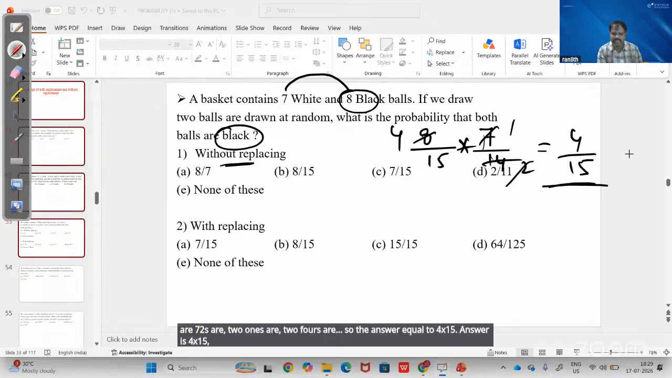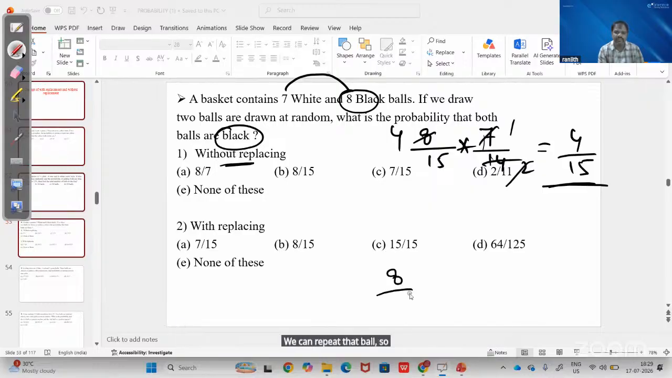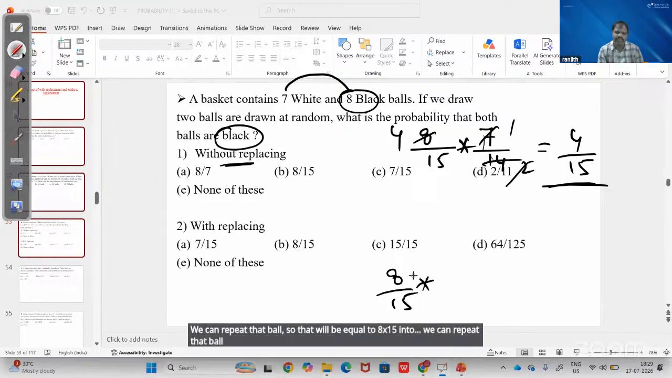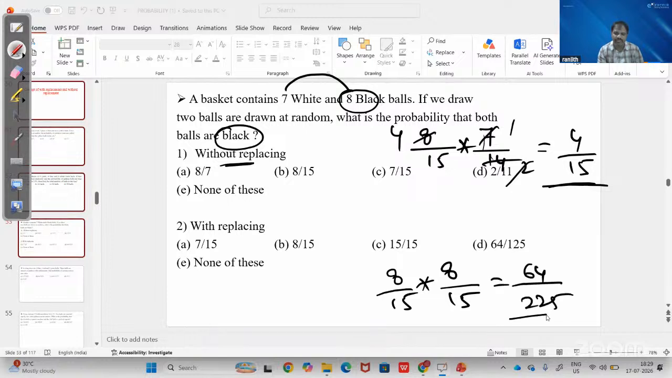With replacing, in the sense we can repeat that ball. So that will be equal to 8 by 15 into, we can repeat that ball, in the sense again we are having 8 balls. So 8 by 15 into 8 by 15. So the answer is 64 by 225.